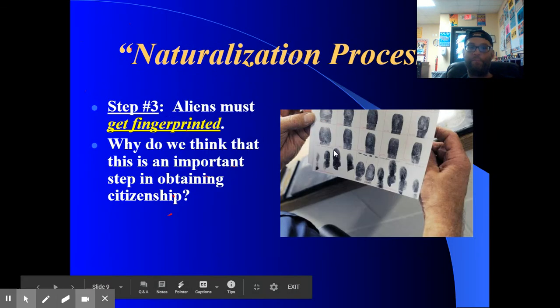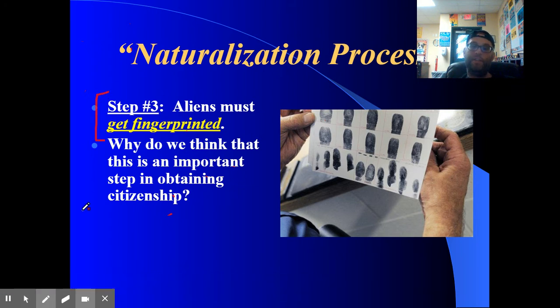But you just apply. Okay, step 3, you must get fingerprinted. And so we'll write that down as step 3. And one of the requirements in order to become a naturalized citizen is you have to have good moral character. We don't want to let people in this country who aren't good people, who may cause problems, become citizens. So you have to have good moral character.